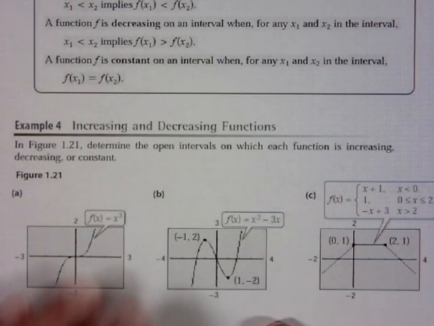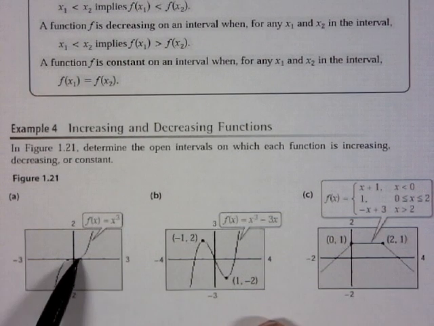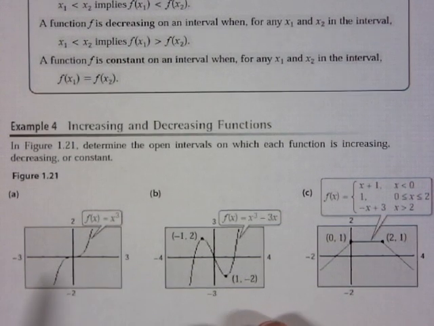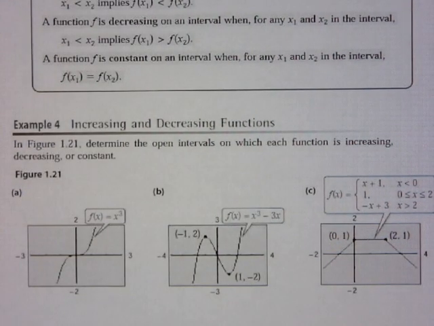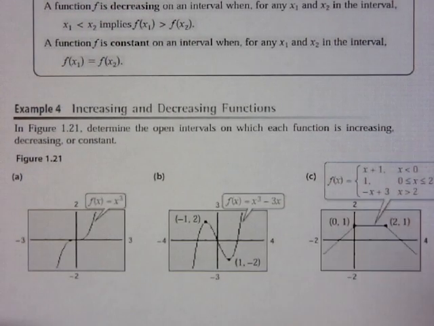Like, for example, if they give us the graph, all we got to do is look on the graph and see what the intervals are and write them out. If they only give us the equation, then we would graph it first and then use the graph to make our determination of increasing, decreasing, or constant. So let's look at the first one and see how it would work.